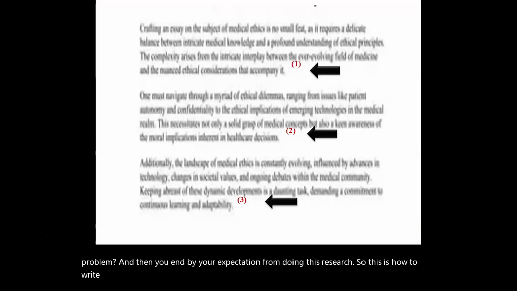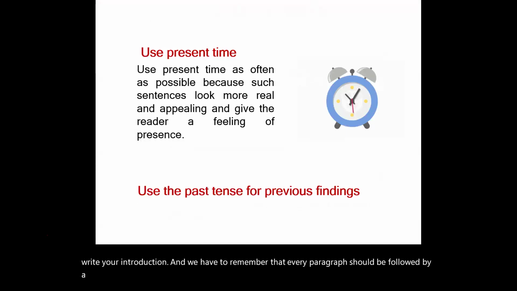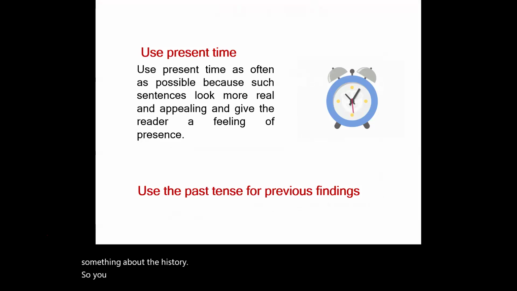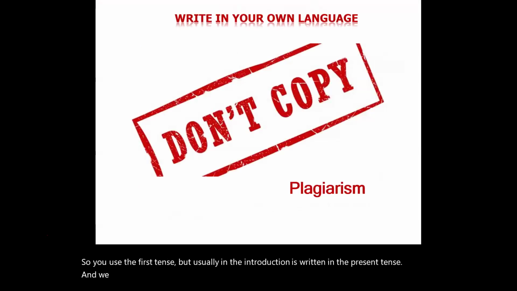And we have to remember that every paragraph should be followed by a reference. And actually, the introduction is written in the present tense. It's not in the past, except if we are going to say something about the history, so you use the past tense. But usually, the introduction is written in the present tense. And we have to know that we don't need to copy, and we shouldn't copy. Otherwise, this is called plagiarism.